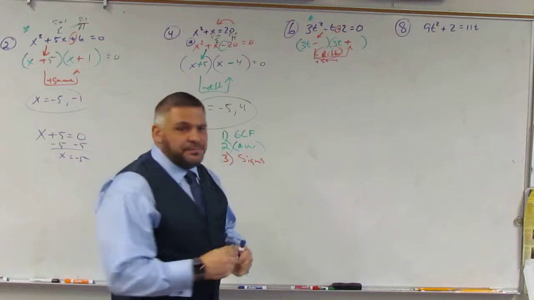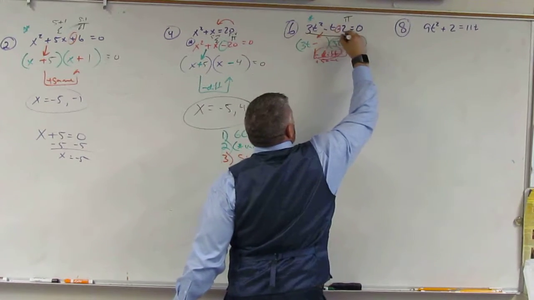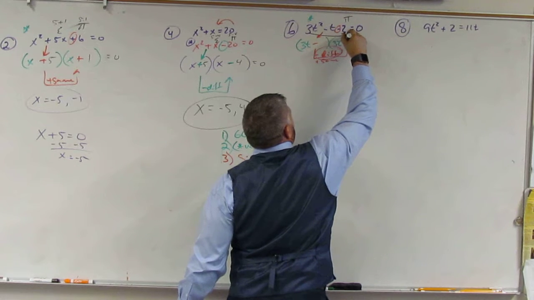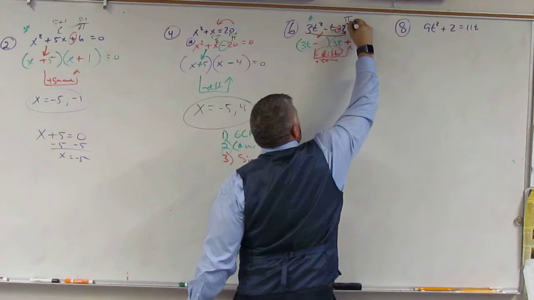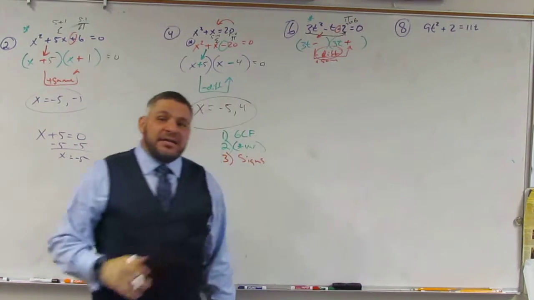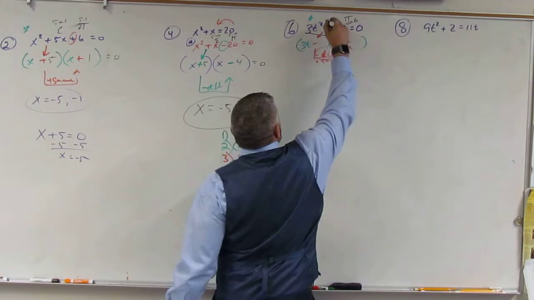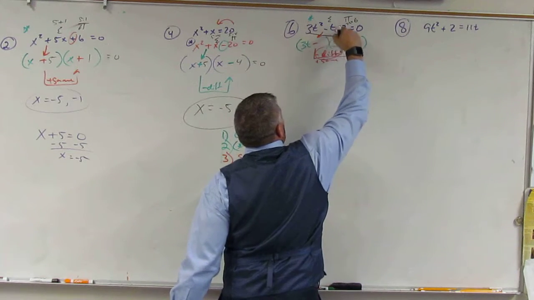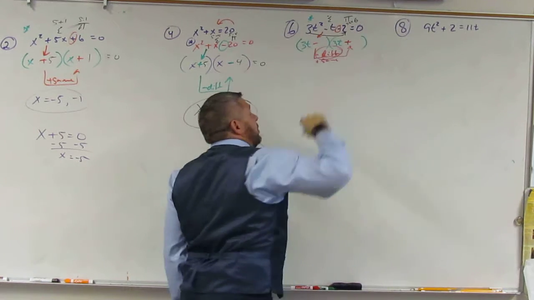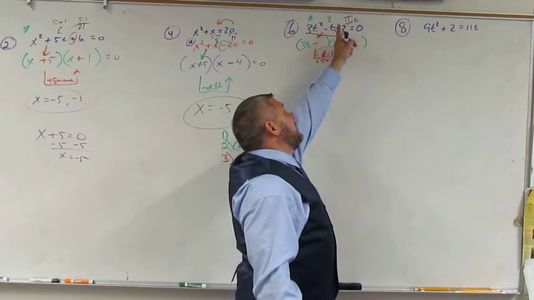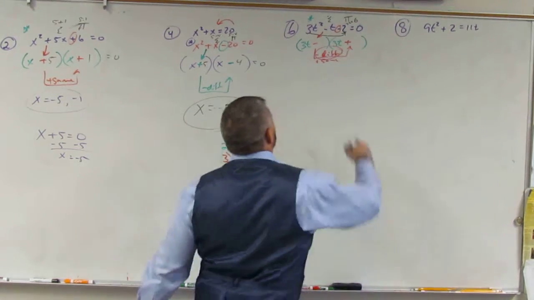Product and sum. The product is the first times the last. So that's 3 times 2, which is 6. That is your product. Your sum is the middle number. And you always do what we're doing here. So it's minus the sum. So what multiplies to be 6, but subtracts to be 1? 3 and 2.